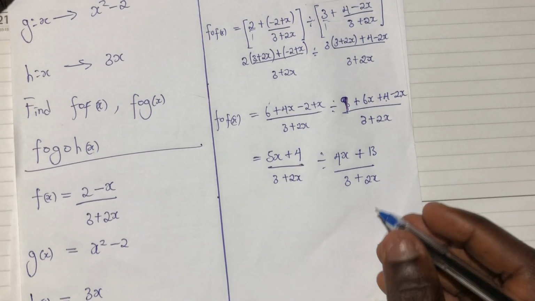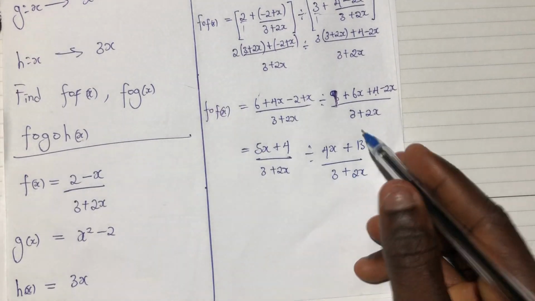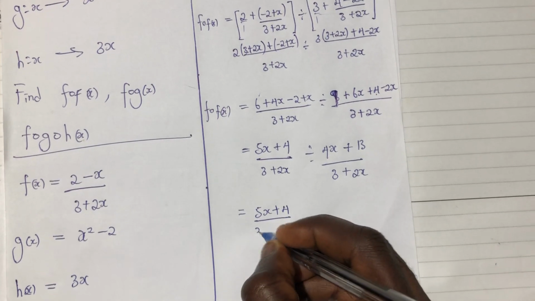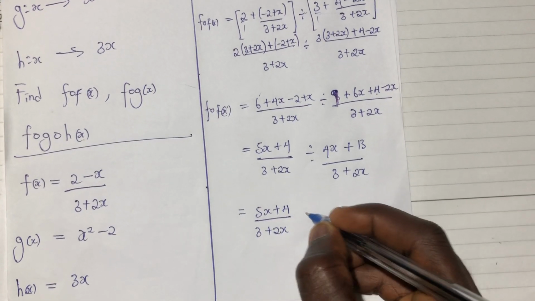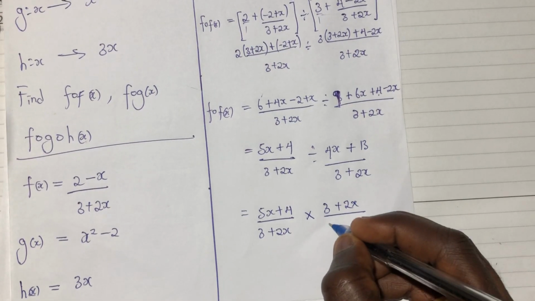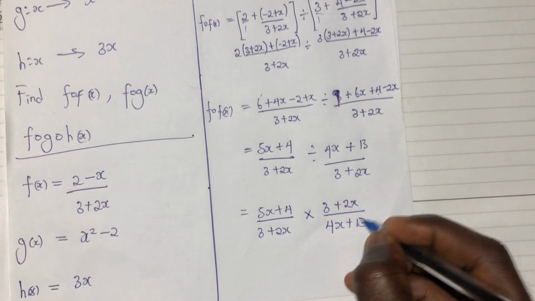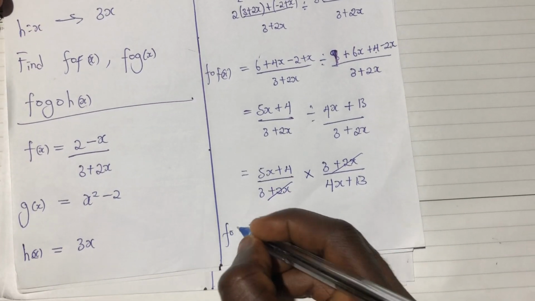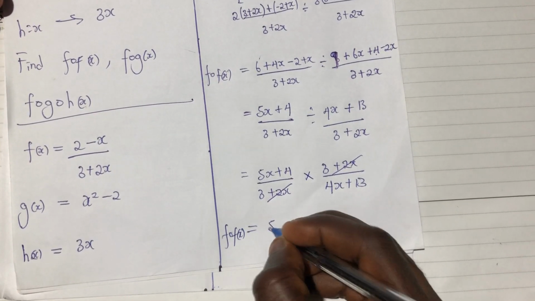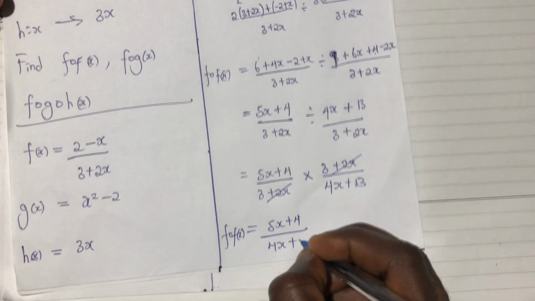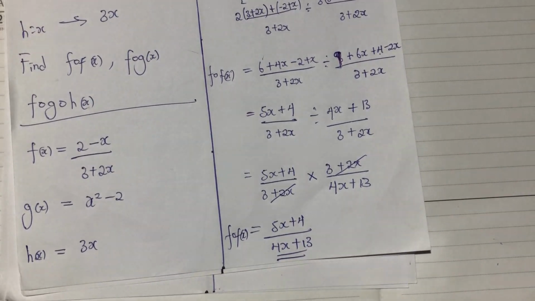We maintain this side and reciprocate this side. So we have 5x plus 4 out of 3 plus 2x multiplied by 3 plus 2x out of 4x plus 13. So this can take care of this. Now we have our f of f of x equals 5x plus 4 out of 4x plus 13. So this is our final answer.